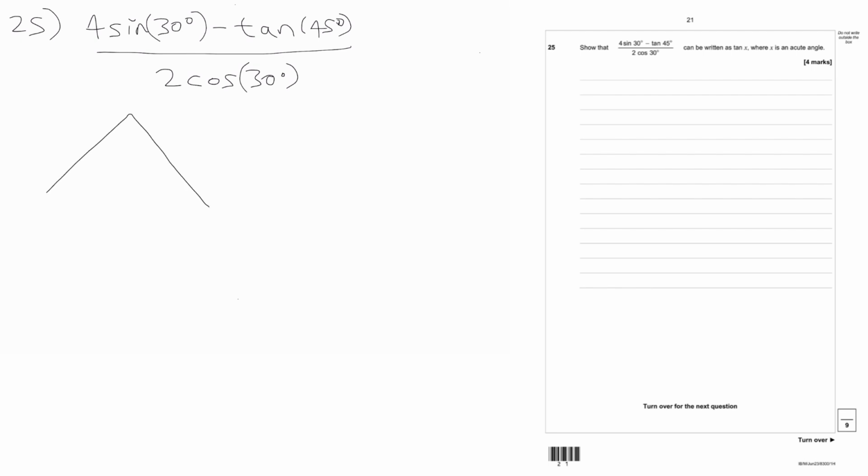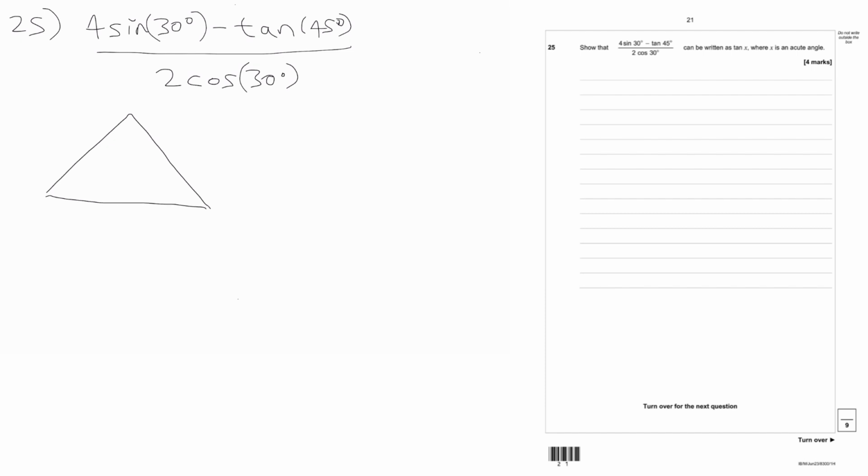So for question 25, we want to show that the following expression can be written as tan x, where x is an acute angle, where acute obviously means it's going to be less than 90 degrees. So the way we're going to go about this, and there are several ways. One is just to memorize the values. I'm going to show you how you can derive them quite simply, and I'm hoping this is a method that might not be too commonly used, but I think it's really useful.